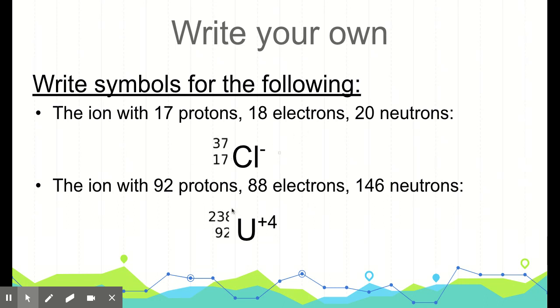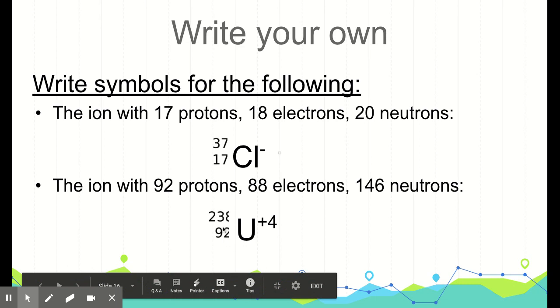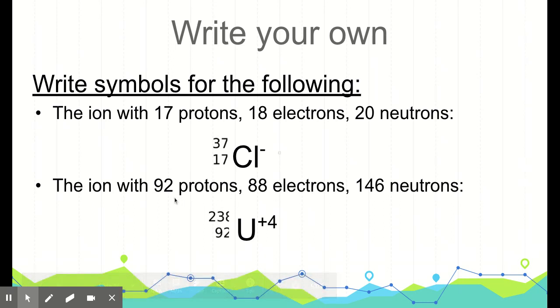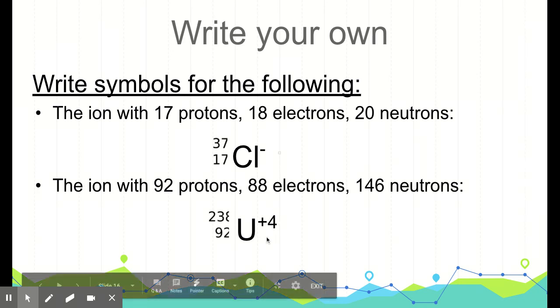Same thing down here. If we had 92 protons, 88 electrons, 146 neutrons, protons tell us what it is. We look on the periodic table, that's uranium. So we write number 92 down here. The mass is the protons plus the neutrons, so that's what comes up here. And then over on the ion side, we know that there's a difference in electrons and protons. The difference here is 4. There's 4 fewer electrons, which means you're going to have an overall positive charge of 4. So this would be a cation.